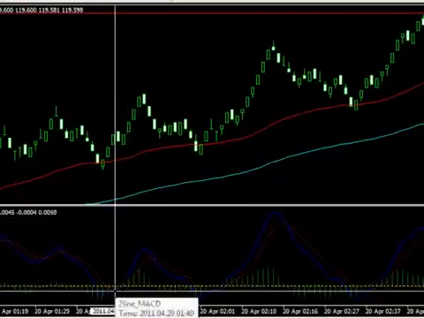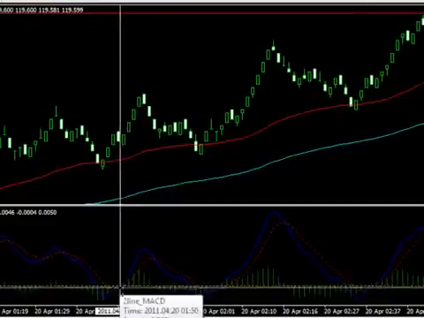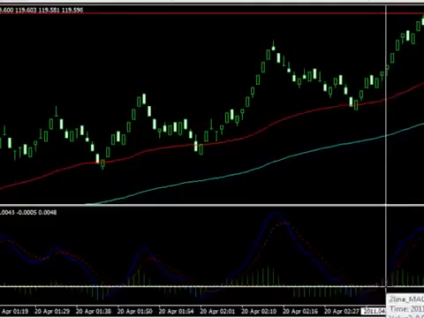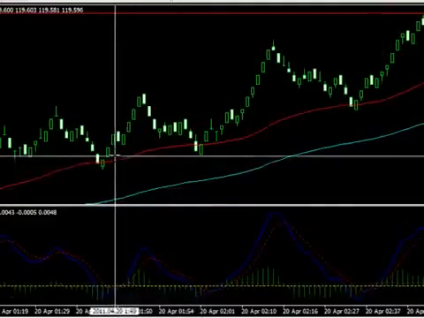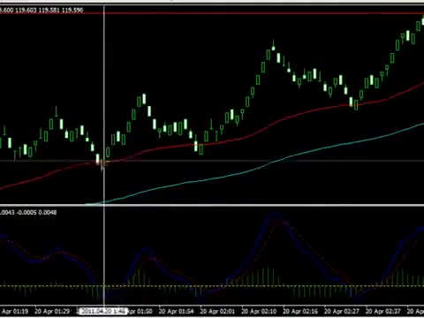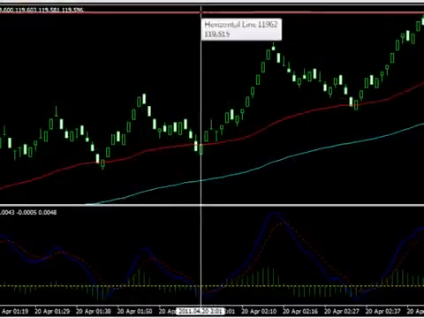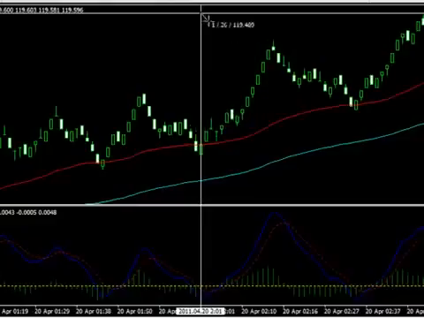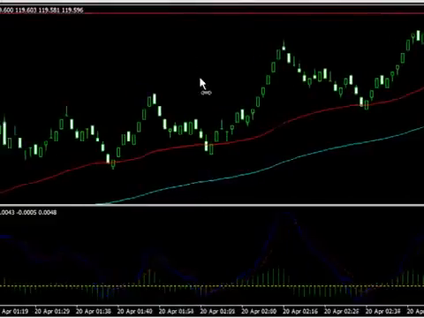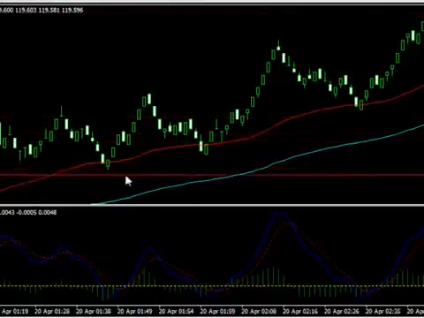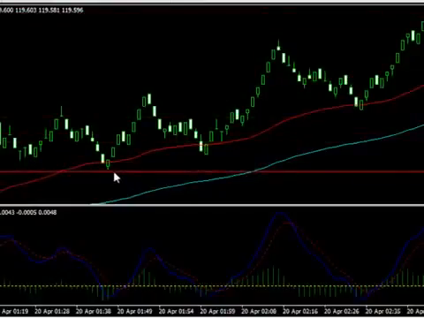Okay, so we've got this cross below the yellow zero line here. I've marked that off. And we've got the bounce off the 50, and up we go. Okay, and we put our stop, let me grab this trend line here, just below this swing low here.